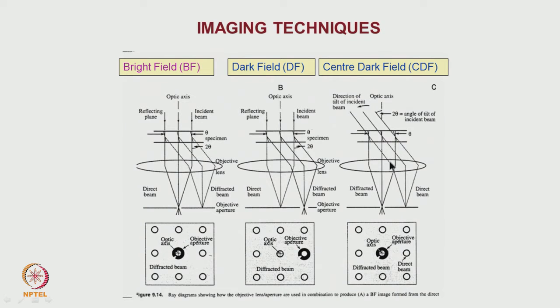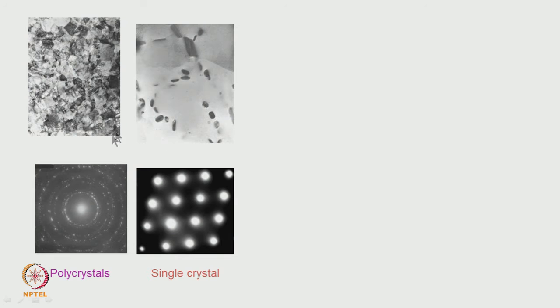When we use this technique, what is the problem? We are using only one diffraction spot. This means that we are using only the beam which is diffracted in a particular direction. So only that region will we be able to see in the dark field image.